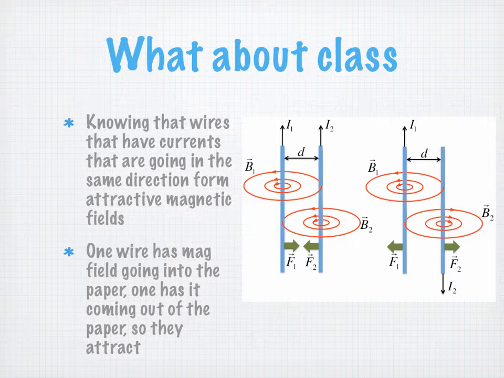One wire having a magnetic field going into the paper and one going out of the paper is going to be attractive. When they match, either both going out of the paper or both going into the paper, they're going to be repulsive. Again, think about this, the in and out of the paper like north and south of a magnet.